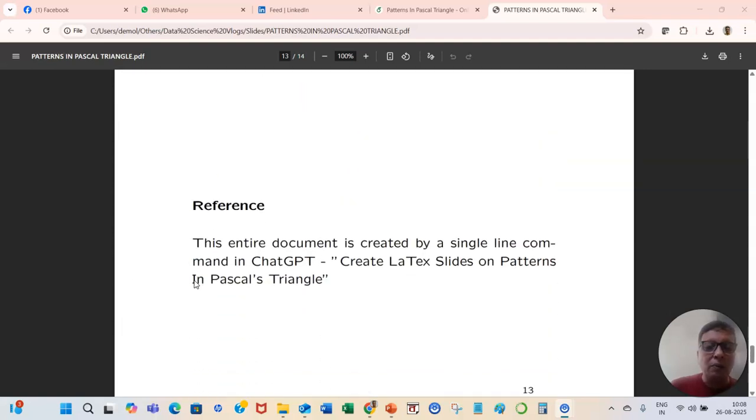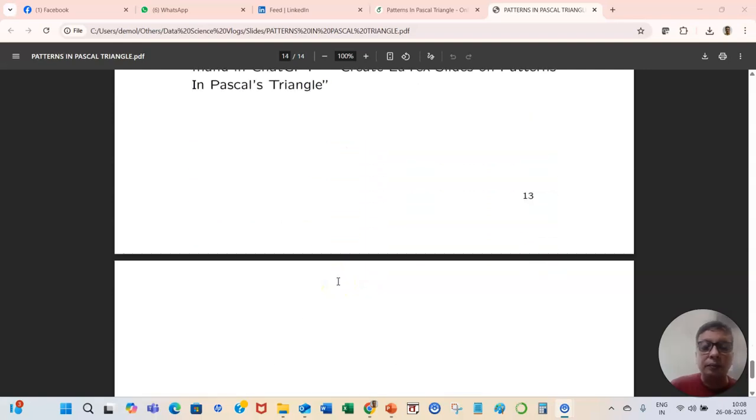In the reference, let me say that this entire document was created by a single command in ChatGPT: create LaTeX slides on patterns in Pascal's triangle. I gave that to ChatGPT, and it gave me all the code, which I modified a bit, put in the figures, and got this content. I'll stop here.